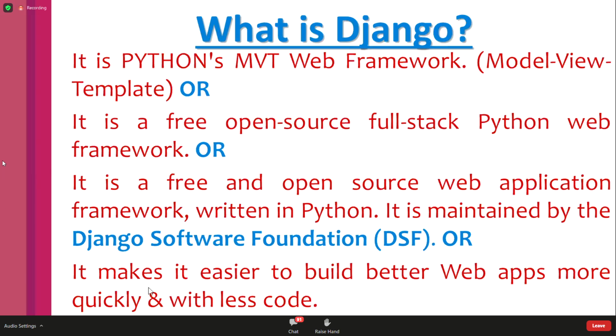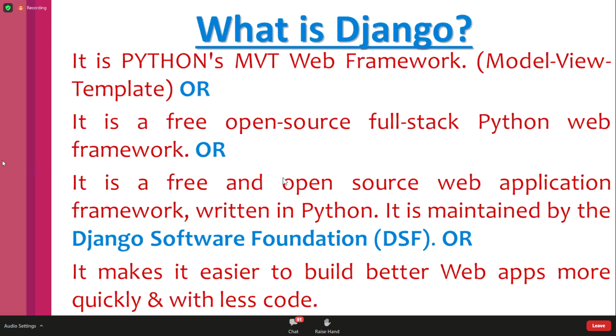It makes it easier to build better web applications more quickly with less code. So they have already made the point very clearly here. Python simplicity is nothing but fewer lines of code. The same simplicity is applicable to Django also. So finally, one definition you can come to know perfectly: it is Python's MVT web framework that makes it easier to build better web applications more quickly with less code. So this is your Django definition.